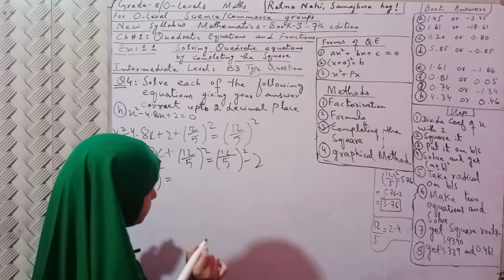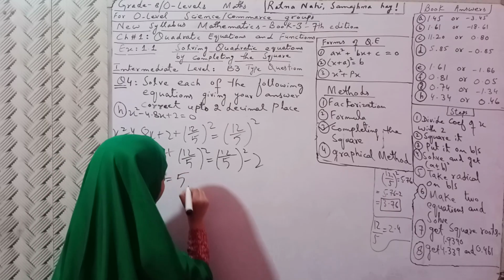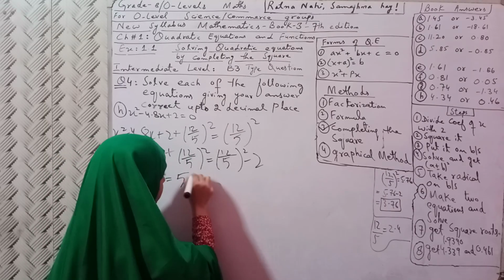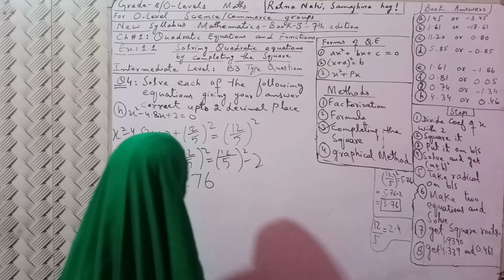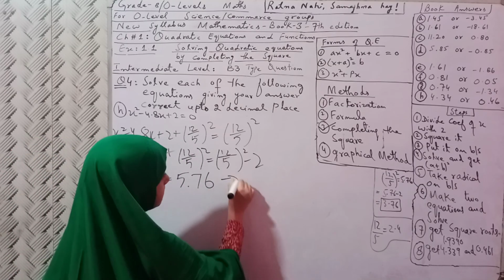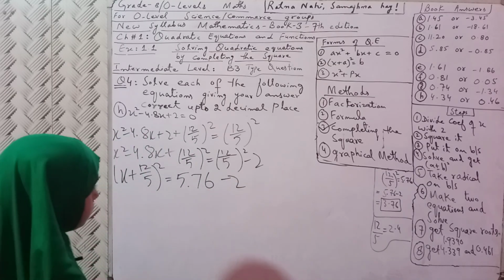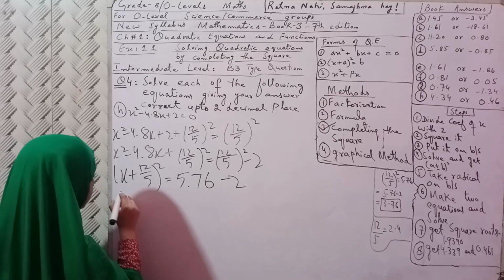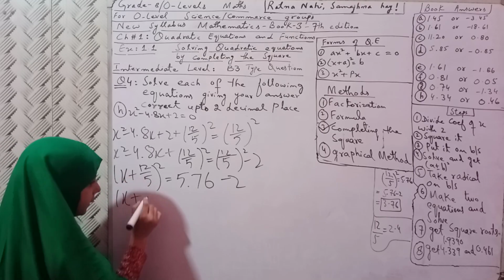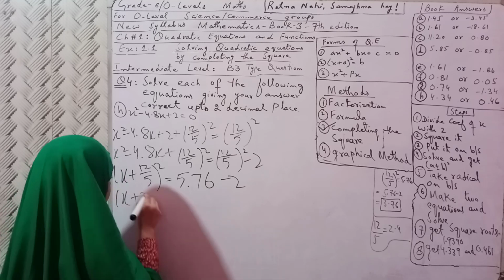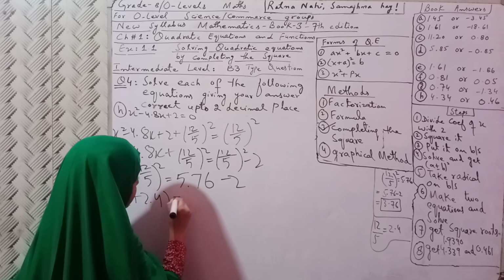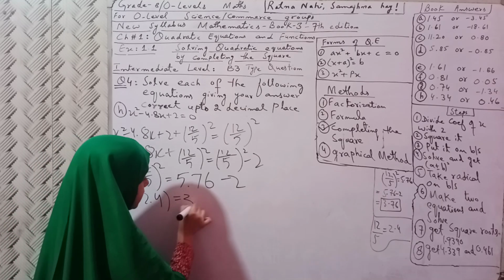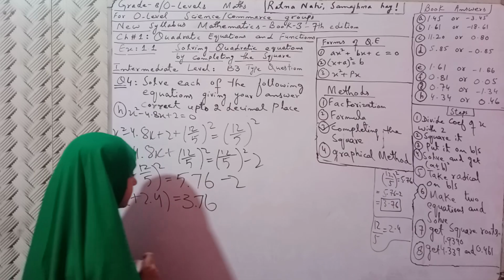is equal to 5.76 minus 2. So, we will divide this also and we will do the plus minus. So, x plus 2.4 is equal to 3.76.